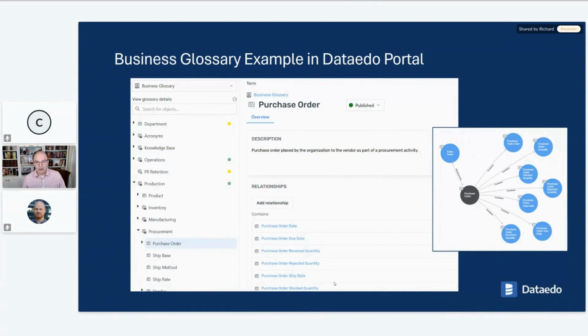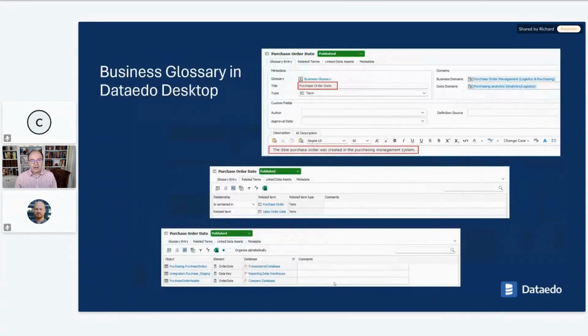And I'm going to go forward here. Here is another term. This happens to be a picture from Dataedo desktop, but it's the same underlying repository. Here we're looking at purchase order date rather than purchase order, but it's the same idea. For a term, we have an approved, accepted description or definition that people in the organization have gotten together and they've agreed upon this definition. They've standardized it. And there's some other metadata here that I'm not going to talk about.